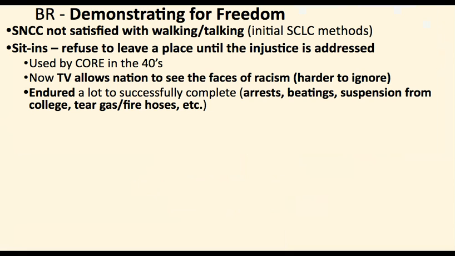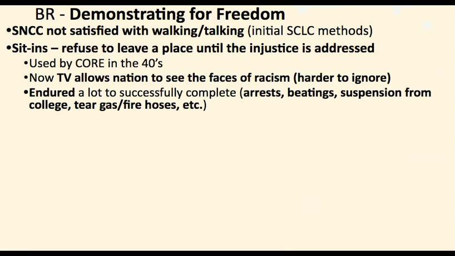It has a lot to do with the fact that we're living in a very new age in American experience, where television and live news reporting is going to make it a lot harder to ignore what's happening in the country and these protests, as they are, again, young people standing up for themselves and being met with extreme violence in a lot of cases. The TV and TV reporting allows the nation to see the faces of racism.